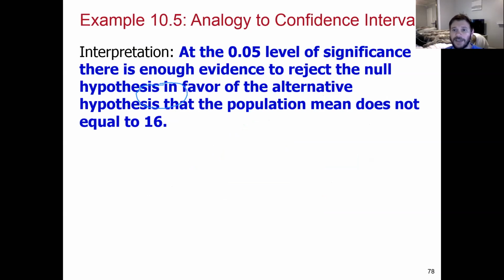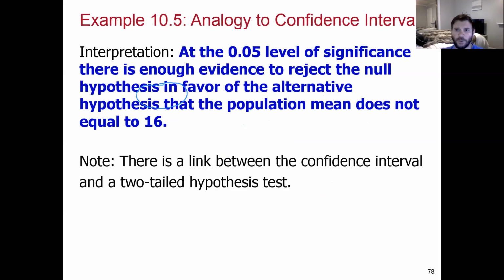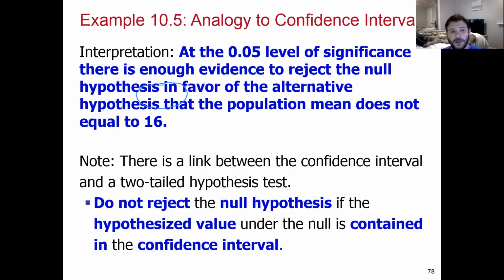The interpretation again, at that level of significance, is that there is enough evidence to reject the null hypothesis in favor of the alternative hypothesis that the population mean does not equal 16. So this is the important link between the confidence interval and the two-tailed test. The way the decision rules are related is as follows. We do not reject the null hypothesis if the hypothesized value of the mean under the null is contained in the confidence interval, where the confidence interval is built around the sample mean.